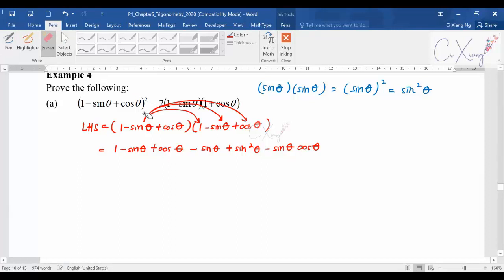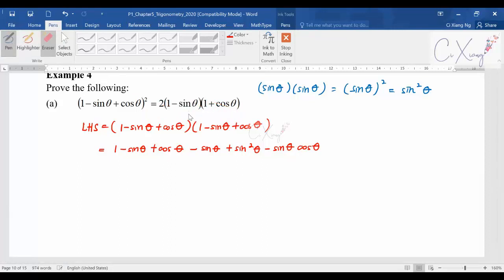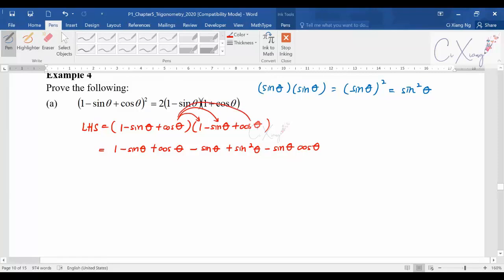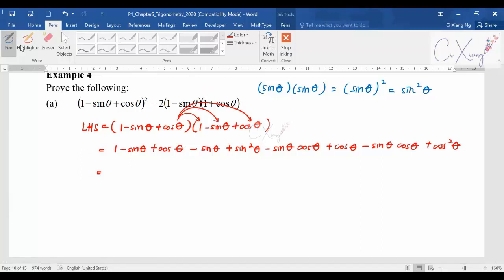Okay, so let's start with the third term now. For the third term, cos multiply with this, cos multiply with this, cos multiply with this. If you expand it, then you have cos theta, then minus sine theta cos theta, and then plus cos square theta. So when you expand it, you'll see that it's very long. That's why it is more complicated. Then now you need to try to simplify it and factorize.